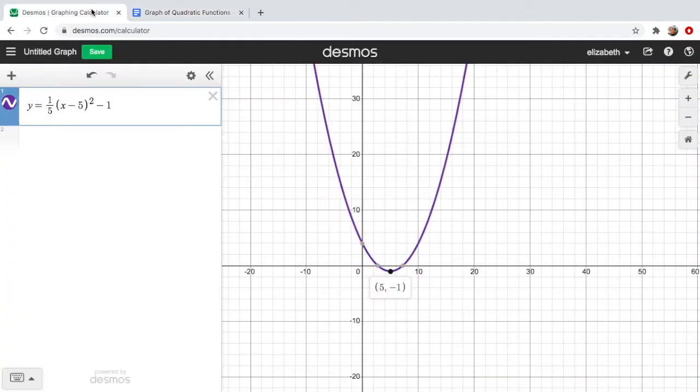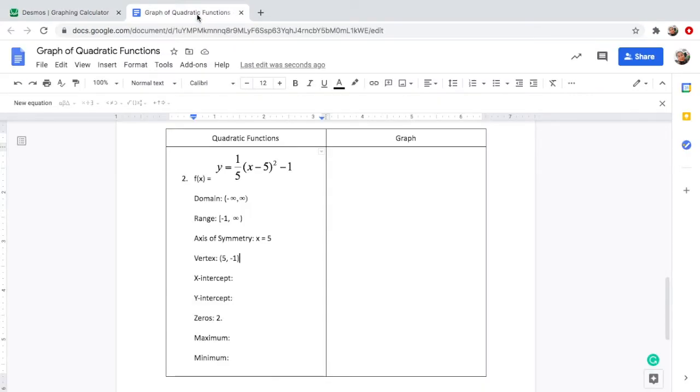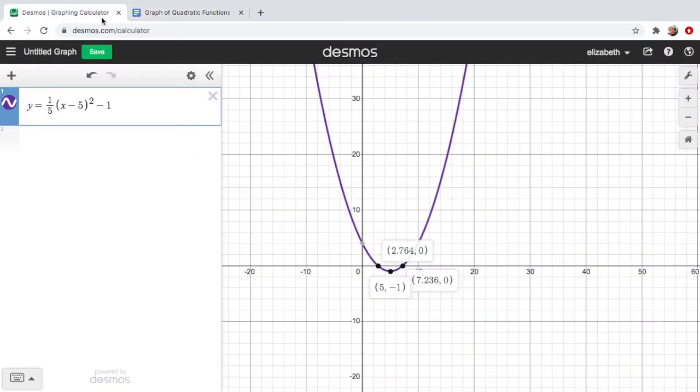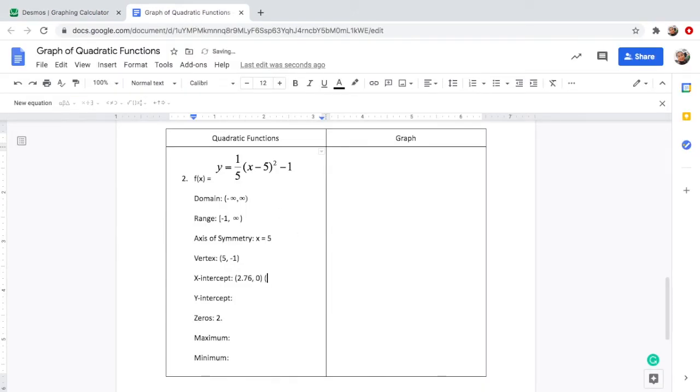How about the x-intercept? The x-intercept is here. Alright, so we can put the x-intercept as 2.76. Please round this off. Okay, so we have 2.76 and 0. And the other one is 7.24. Okay, 7.24 and 0.